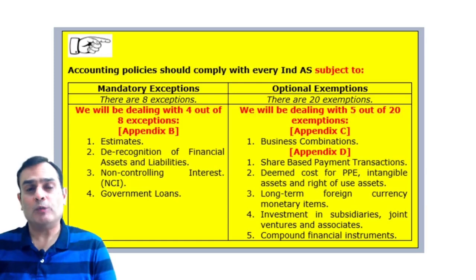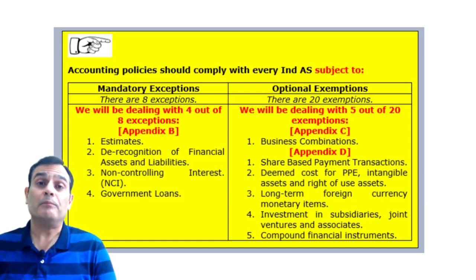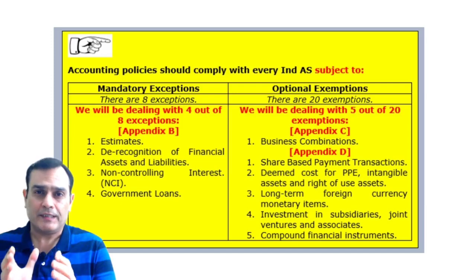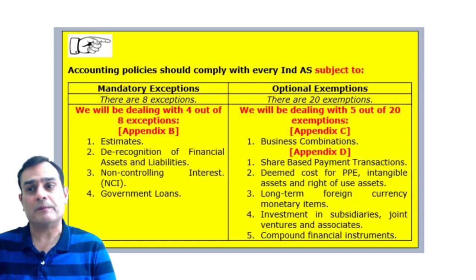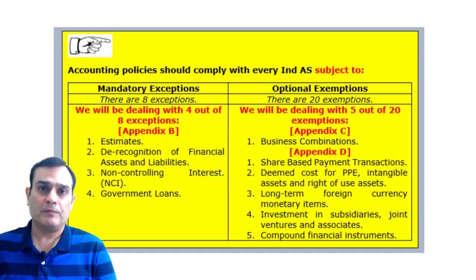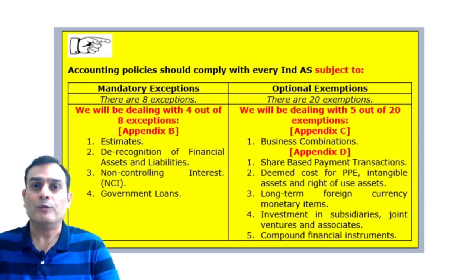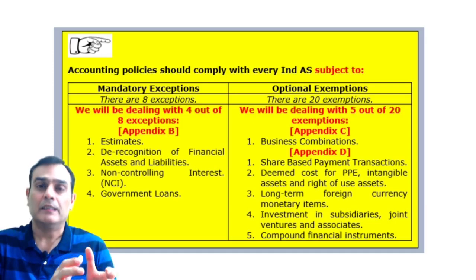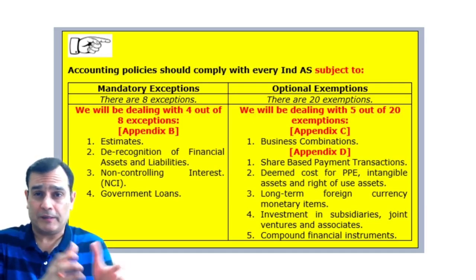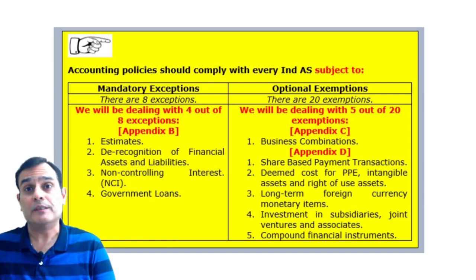And out of these 20 exemptions, we are given the exemptions in terms of Appendix C as well as Appendix D. Now, there is only one area which is given in terms of Appendix C, and that is the business combinations, where the restatement of business combinations is completely optional. If you want to restate your business combinations with a retrospective impact, you can do that. And if you choose, no, I'm not going to change the accounting, I followed my AS 14 using pooling of interest or purchase method, and I want to continue with the same, you can do that.